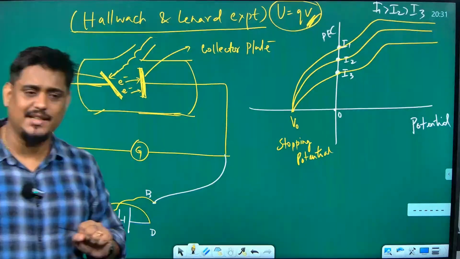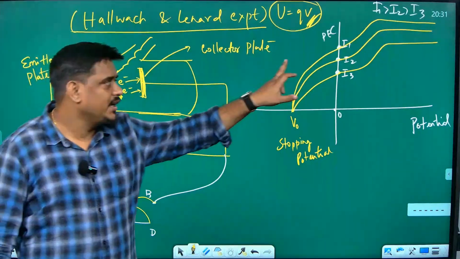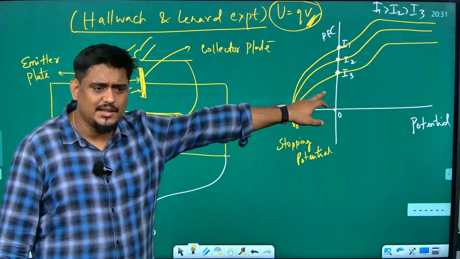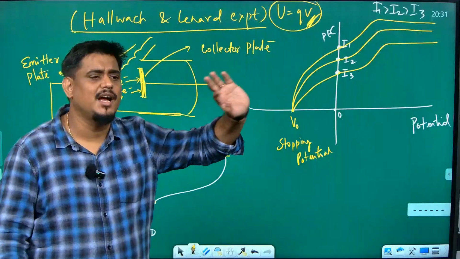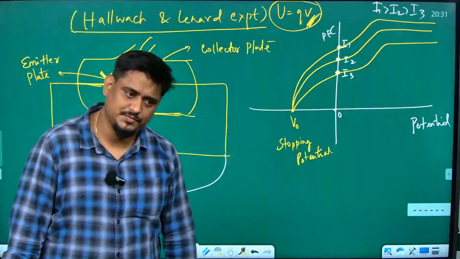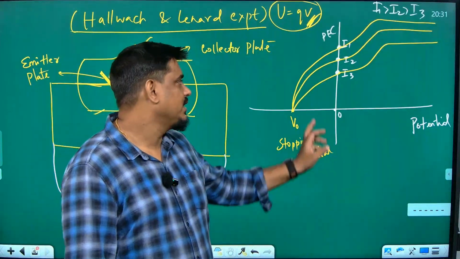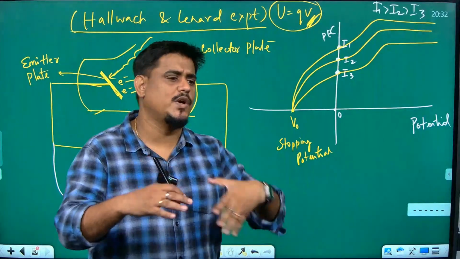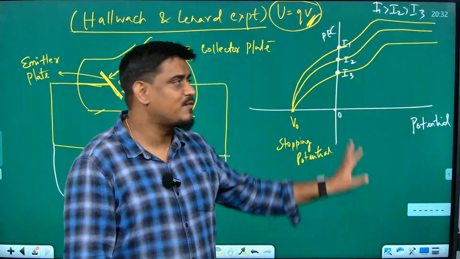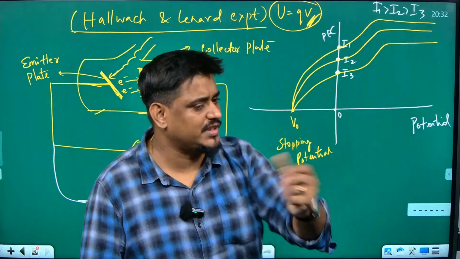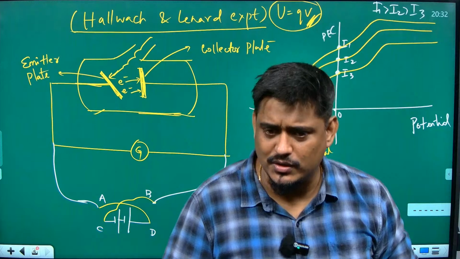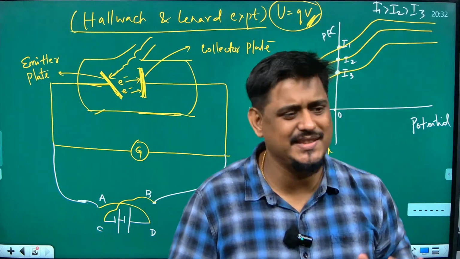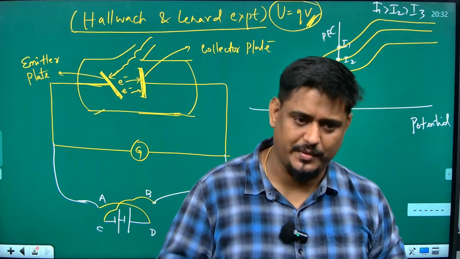It indicates that in I3, I am having, suppose, 100 watt. Just for understanding, imagine 100 electrons came out. With 200 watts, 200 electrons came out, and with 500 watts, 500 electrons came out. So obviously, I1 has more electrons, I2 has fewer electrons, I3 has the fewest electrons.